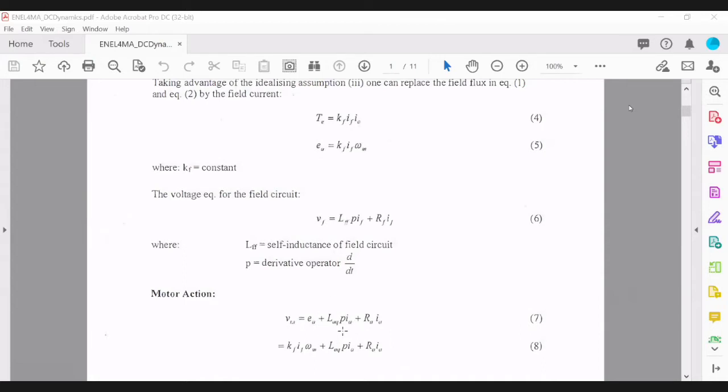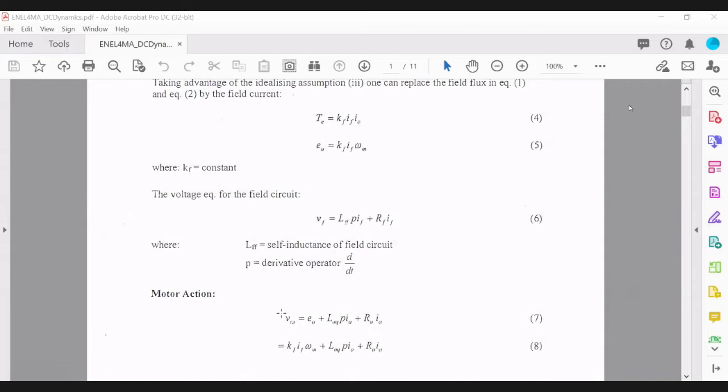So L di by dt. So that's the armature coil that's being represented there. And so if you look at your transient equation in what's called the generalized machine theory, you remember we derived this equation.